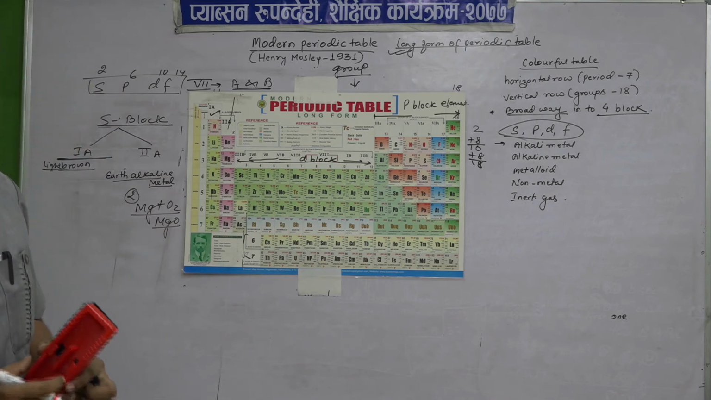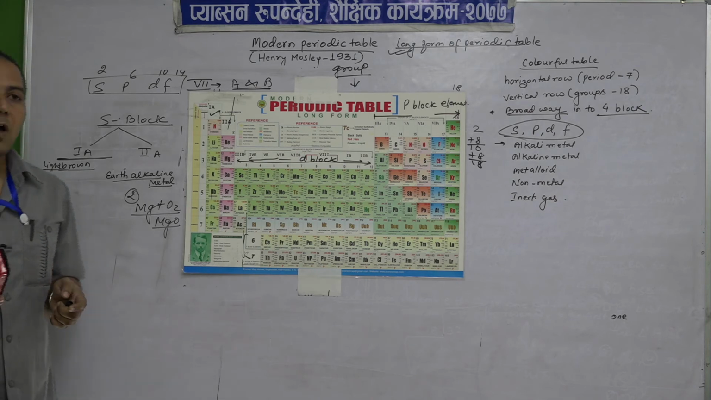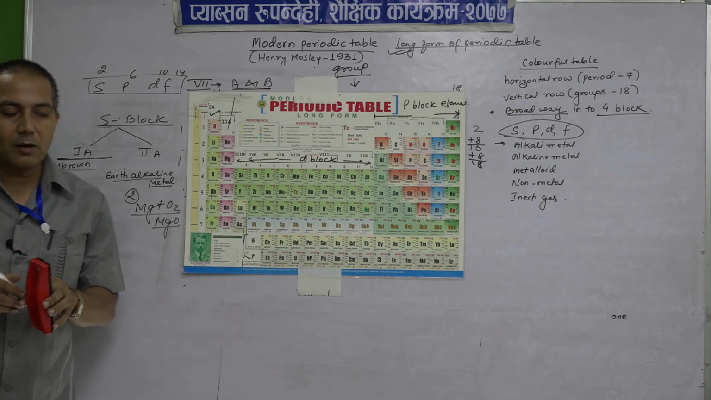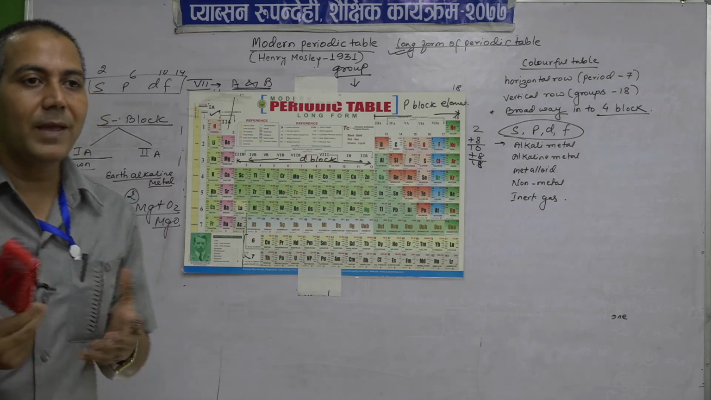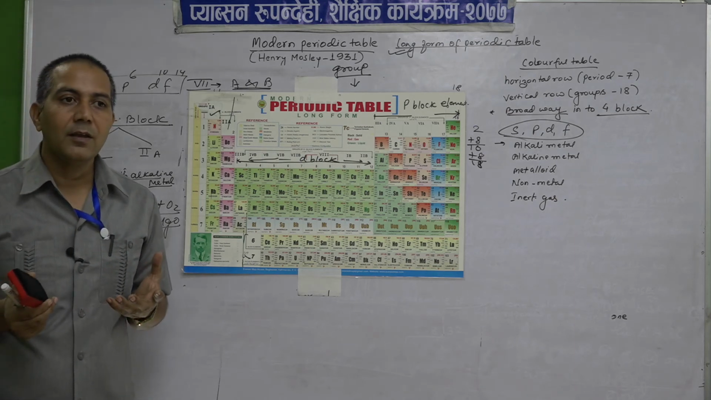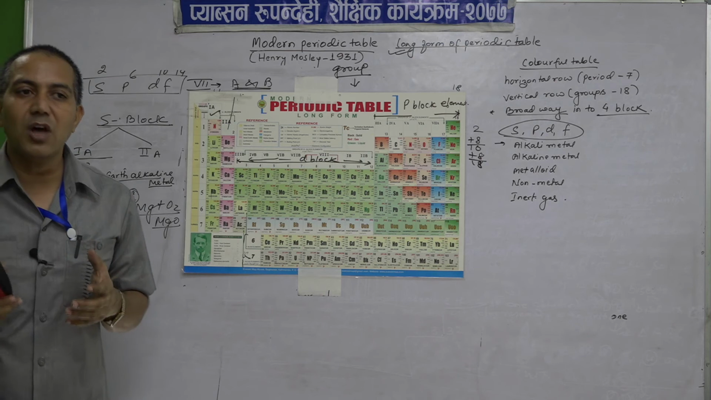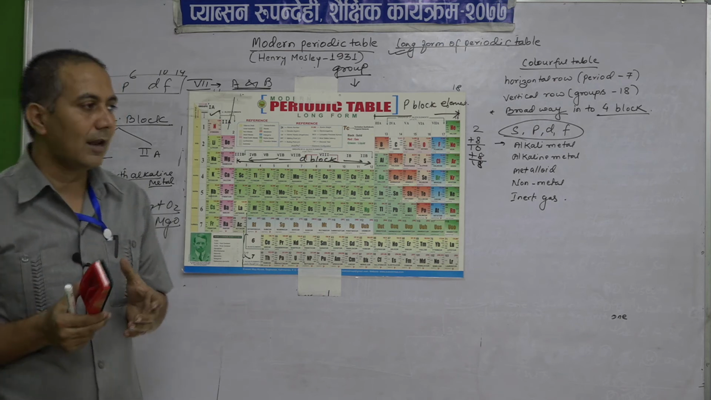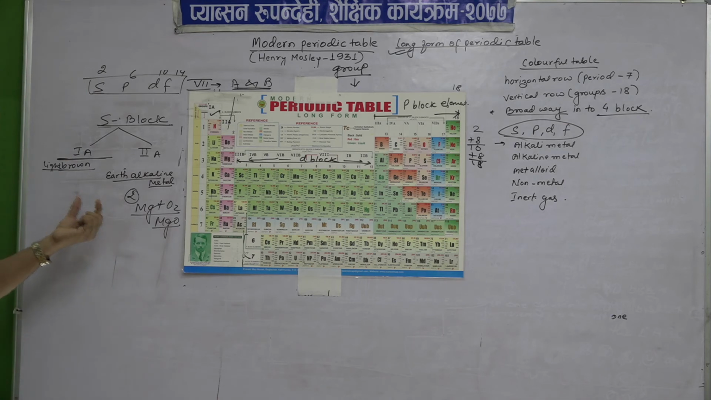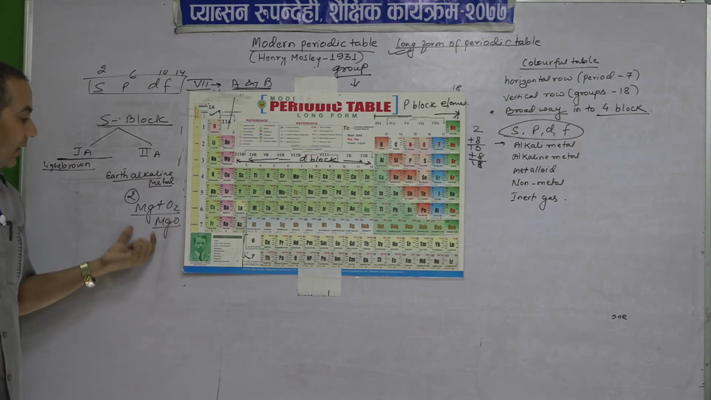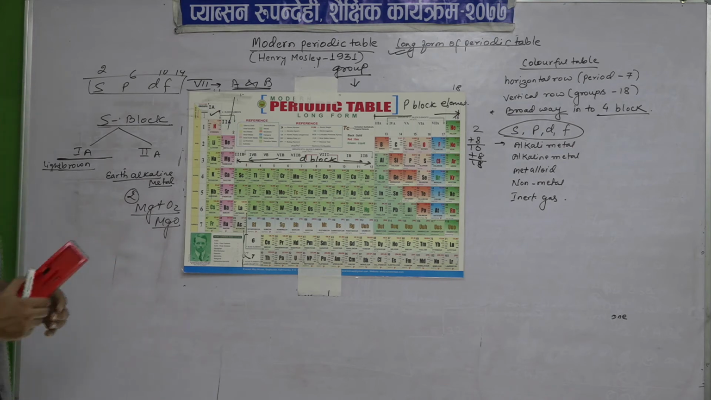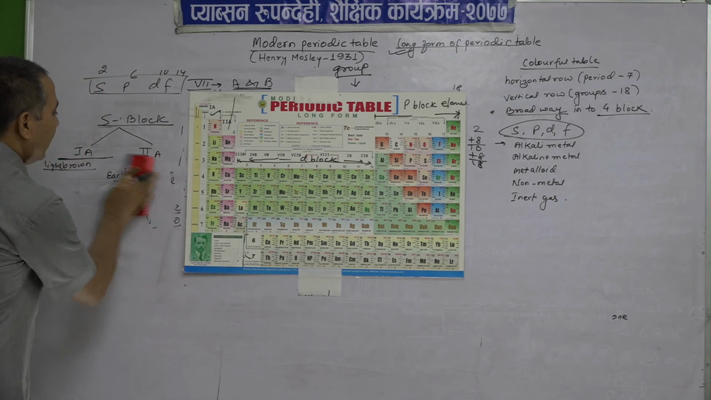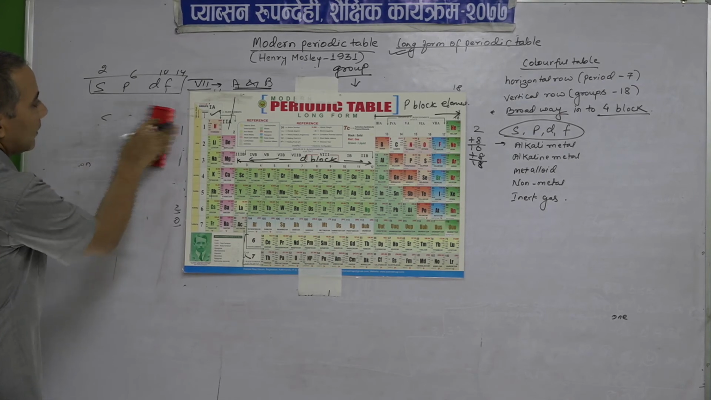Alkali means what? You have studied that all bases are not alkali. What does it mean? It means that those bases which dissolve in water are called alkali. These are lightly soluble in water. Alkali, earth alkali metals.